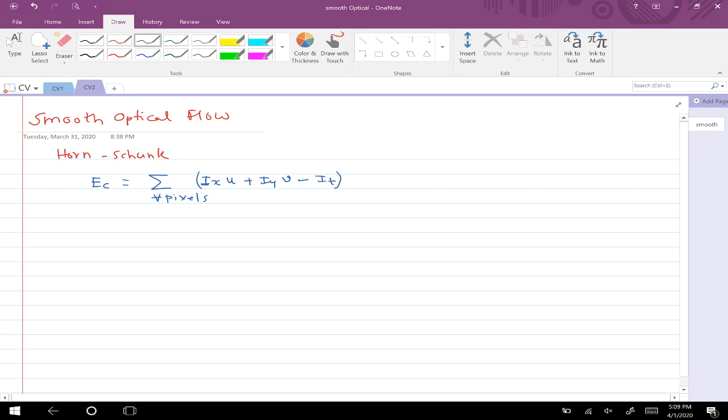Ideally this should be 0, but it could have small values, so to deal with negative values, this is how you could write the energy formulation for the brightness constancy constraint. This is what we have seen in the last class.